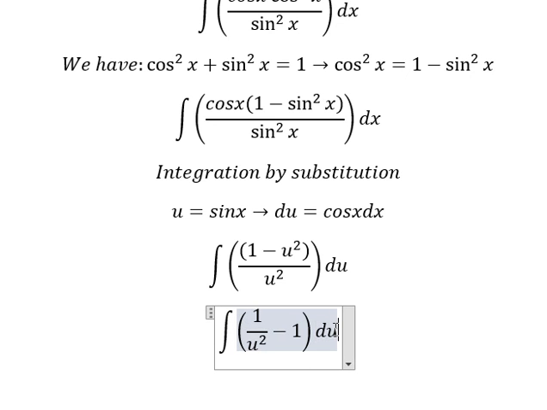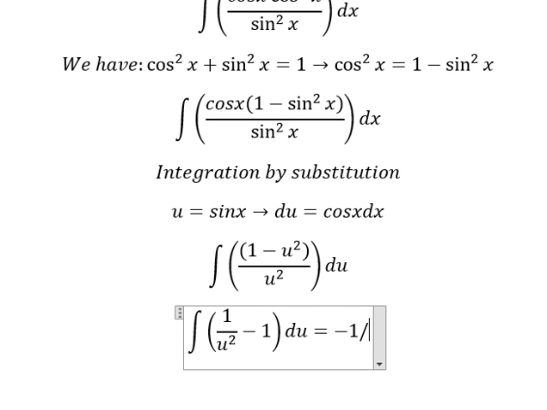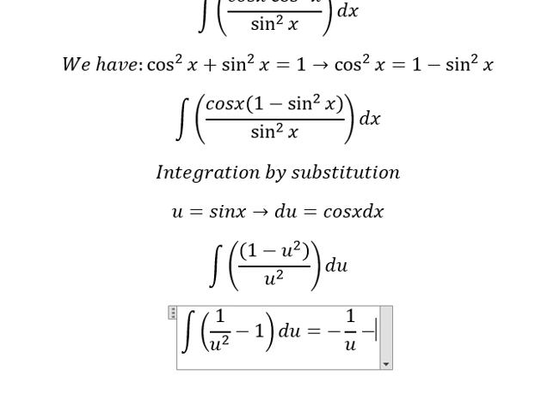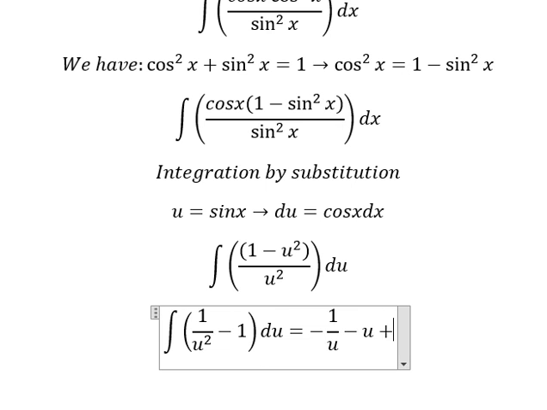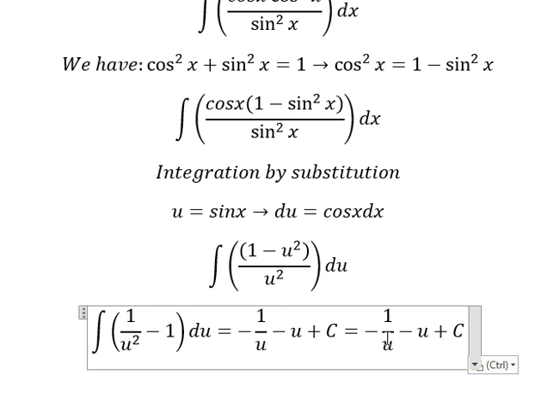And now we have the final answer. The integration of 1 over u squared, we have negative 1 over u. Number 1, that is about u, and I will put plus c. About u, that is sine s.